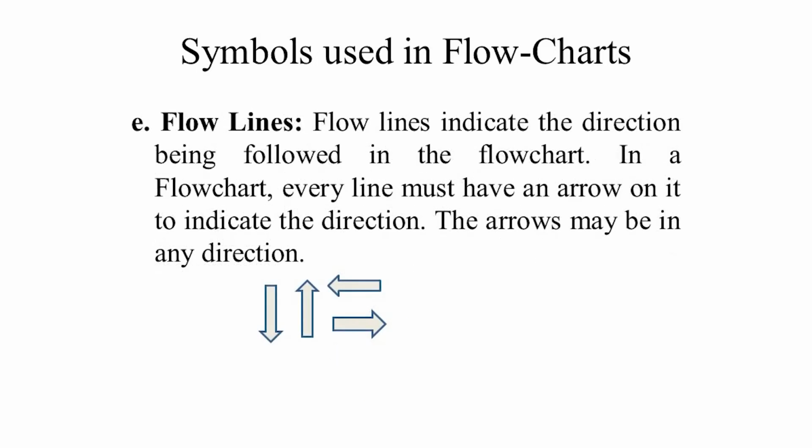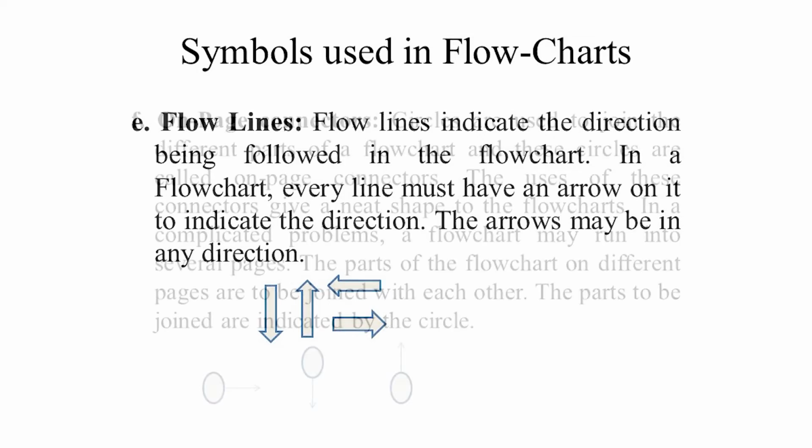The next symbol used in the flowchart is the flow lines. Flow lines indicate the direction to be followed in a flowchart. In a flowchart, every line must have an arrow mark on it to indicate the direction of the flow of the set of steps. The arrows may be in any direction: downwards, upwards, or towards the sides. So you have arrow marks facing all sides.